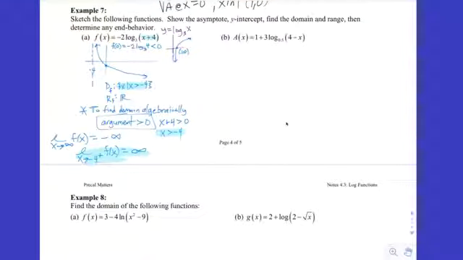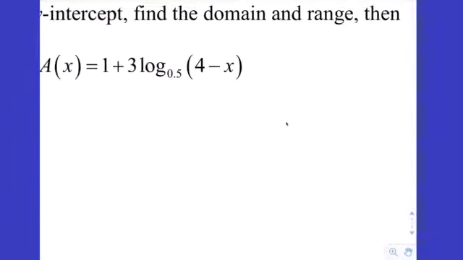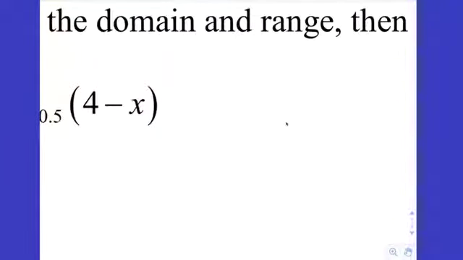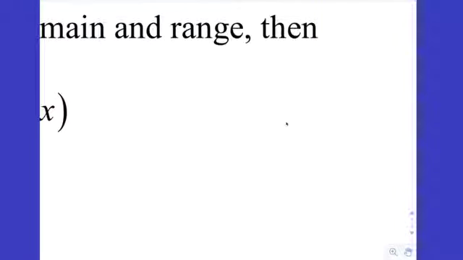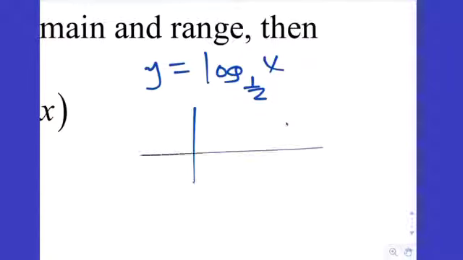Let's see how y'all did. Example 7b. The parent function is log base 1/2. So you might want to go off to the side and give yourself just a little reference so you know at least what you're starting with. Log base 1/2 or log base 0.5 are the same thing.